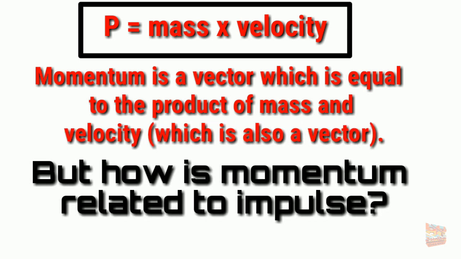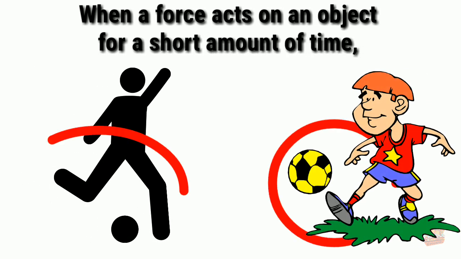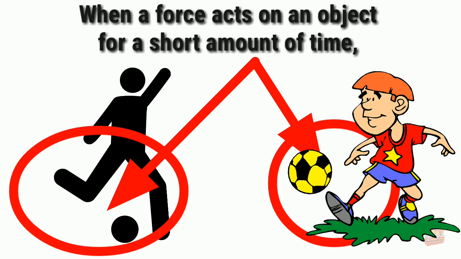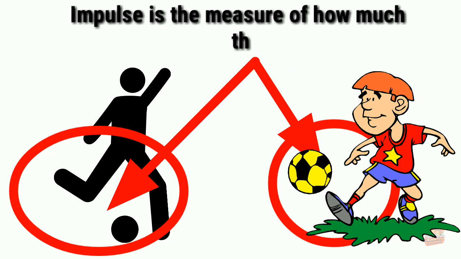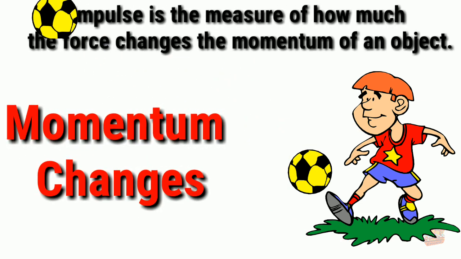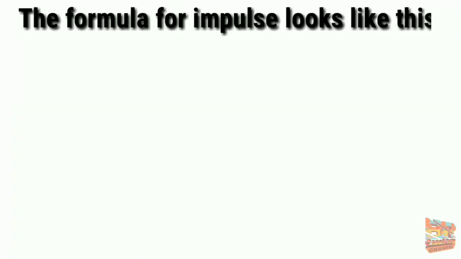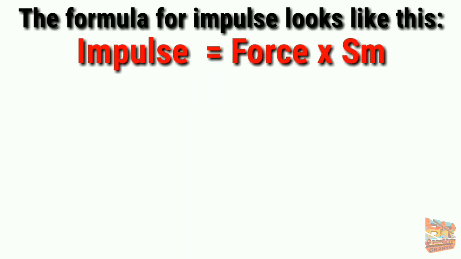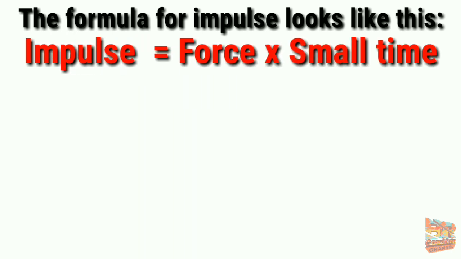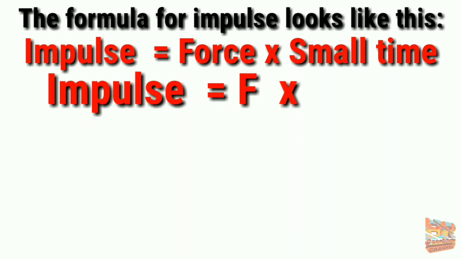But how is momentum related to impulse? When a force acts on an object for a short amount of time, impulse is the measure of how much the force changes the momentum of an object. The formula for impulse looks like this. Impulse is equal to force multiplied by time. Or in symbols, impulse is equal to F multiplied by delta t.